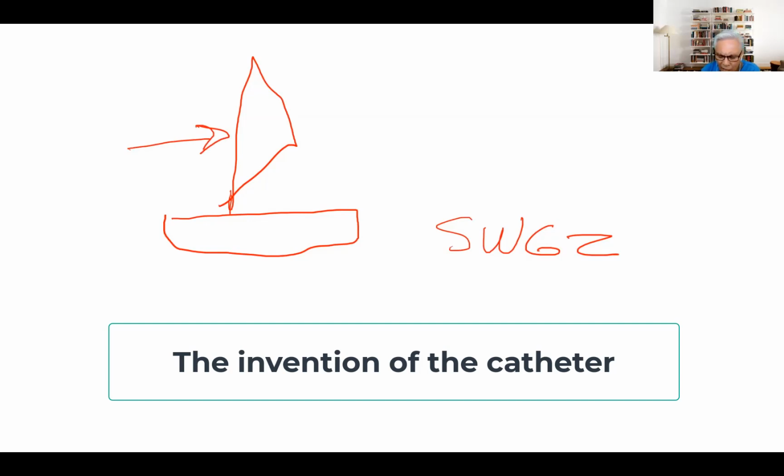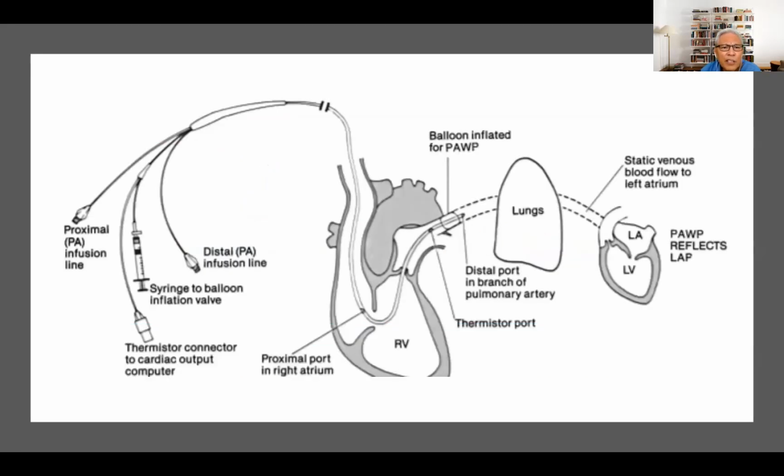And so they had an idea and they said, what if we had a catheter that we would insert into the right atrium. And then once we get into the right atrium, we're going to blow the balloon up and it will now be propelled by the movement of blood moving forward. And thus was born this kind of catheter, the Swan-Ganz catheter, or the pulmonary artery catheter.